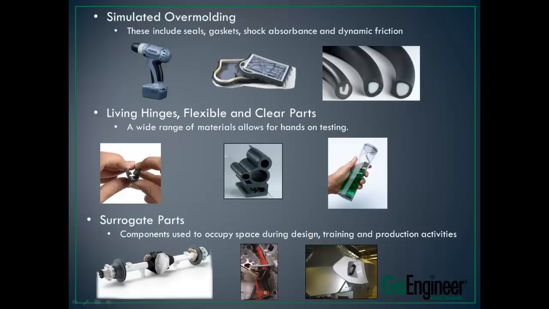So let's talk about simulated overmolding. Seals or gaskets, or some kind of dynamic friction, like how is this soft part going to flex or interact with other parts? With the PolyJet machine, the Objet machine, you can actually print two materials in one model. You can see here in the upper right hand corner I have an overmolded plastic piece. The inside is a hard plastic, and it's overmolded with a rubber-like substance. It's called the Tango line of products for Objet, which is the soft material. And the other two you can see are examples of overmolding and gaskets and things like that.